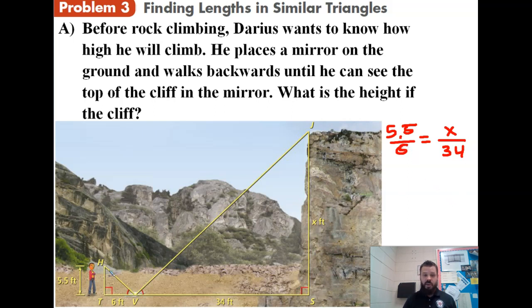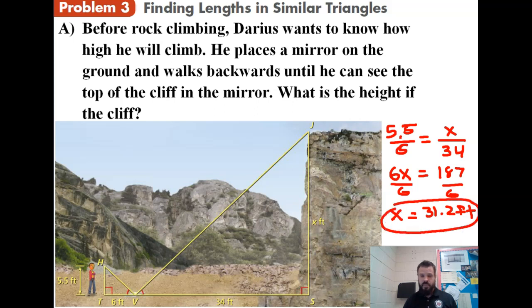All right, and how they set this up was height over distance in the mirror of the little triangle, equals height over distance in the mirror of the big triangle. Cross multiply, 6 times x is just 6x, is equal to 5.5 times 34. That's going to give me a 187. All right, divide both sides by 6, and we end up with x is equal to 31.2 feet, we could say. All right, so there's our mirror indirect measurement trick.